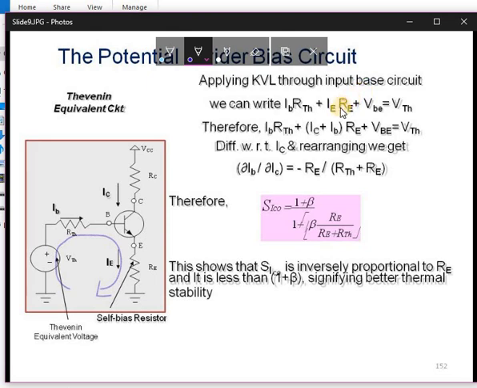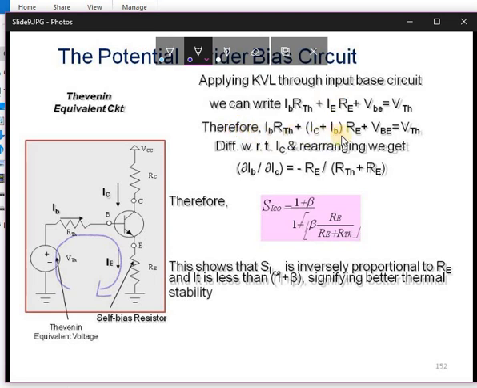The current flowing through the emitter resistor is equal to IE, so plus IE into RE, plus the voltage between base and emitter, VBE. This whole will be equal to VTh. That means the sum of EMFs equals the sum of voltage drops across each branch. So IB into RTh plus VBE plus IE into RE is equal to VTh.